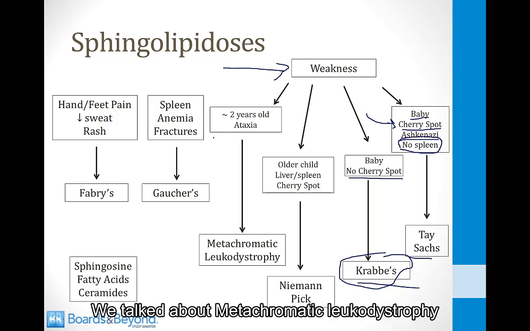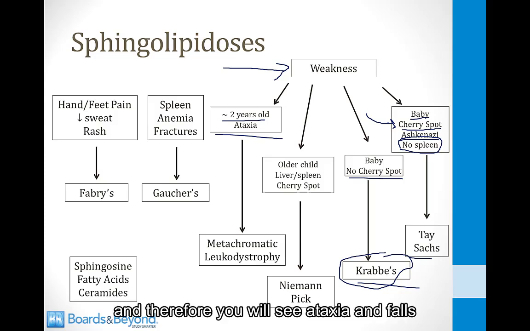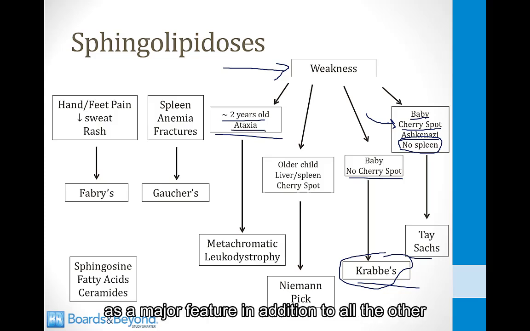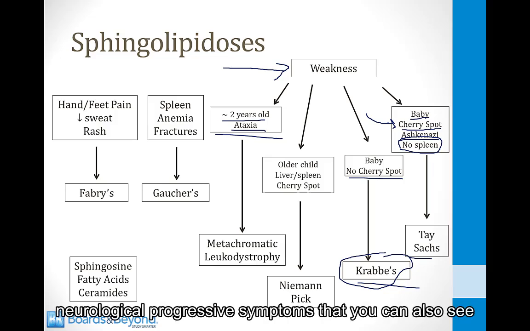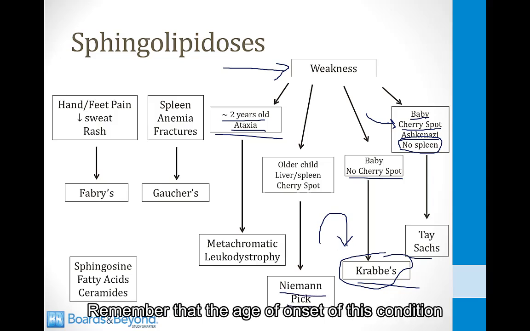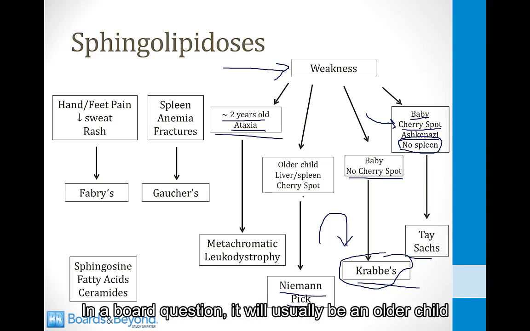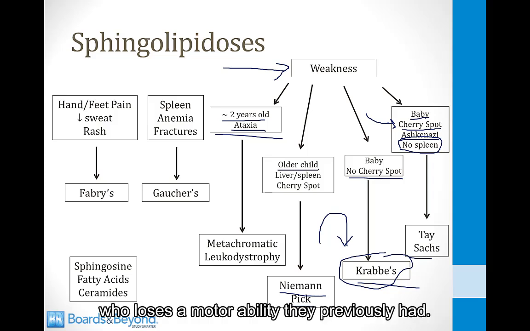We talked about metachromatic leukodystrophy on the last slide. Remember, it's usually a child that's 2 years old or older. This child should be walking, and therefore you will see ataxia and falls as a major feature, in addition to all the other neurological progressive symptoms that you can also see in Krabbe's. And then finally, there's Niemann-Pick disease. Remember that the age of onset of this condition is anywhere from childhood to adulthood. In a board question, it'll usually be an older child who loses a motor ability they previously had.